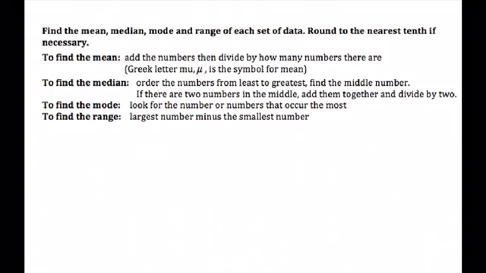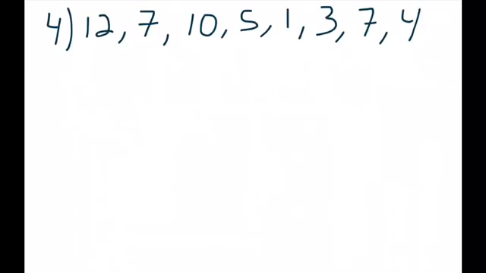Okay, now we're going to review how to find the mean, median, mode, and range. And you can see on here that it actually will tell you how to find the mean, the median, the mode, and the range. The directions are just right there. Okay, so I'm not going to read through that. You should have already read that by now. One thing to point out here is that the Greek letter mu, which looks like this, is the symbol for mean. Okay, so let's go ahead and do number 4.